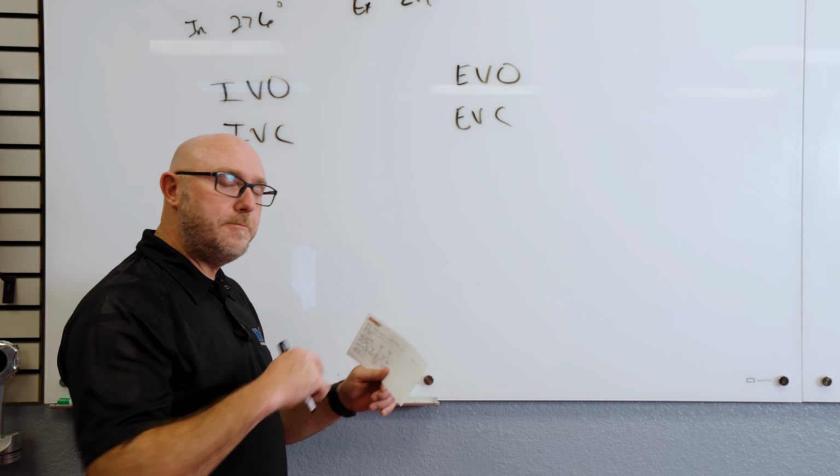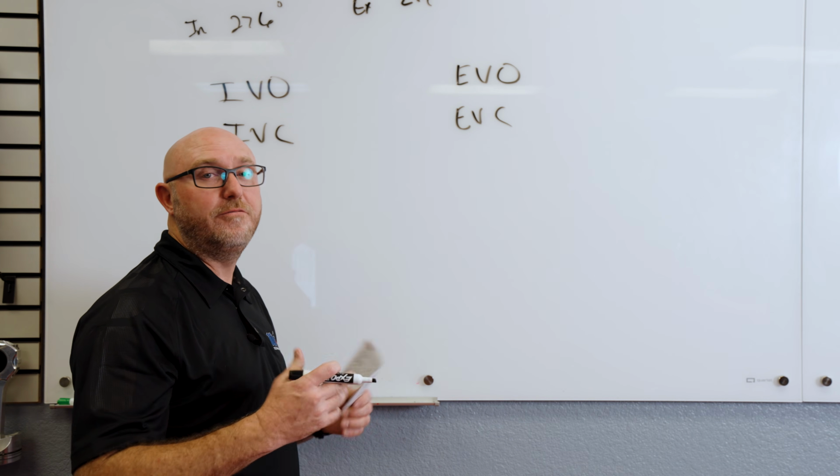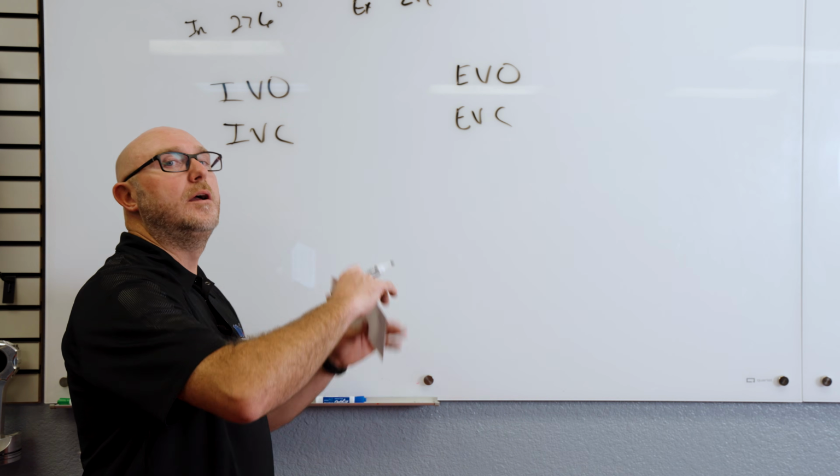0.0000007, 0.0000001. You got to pick a spot, right? So they picked a spot that was 0.050, 50 thousandths of an inch. When that lifter goes up, we start counting.